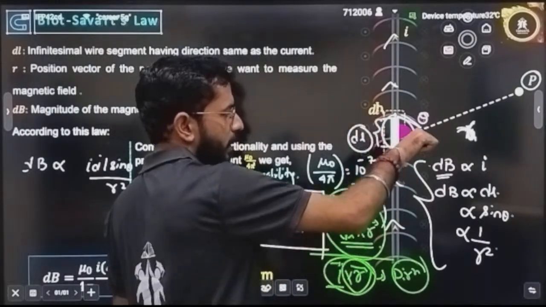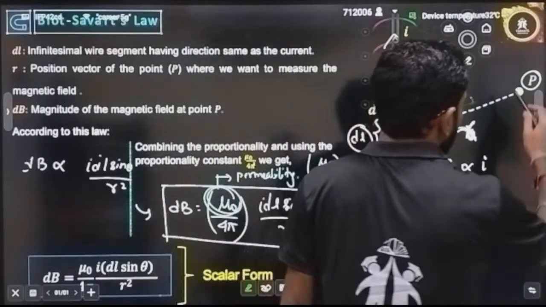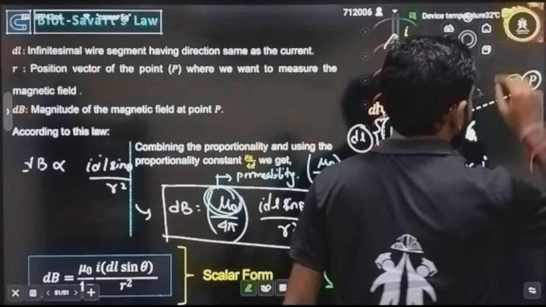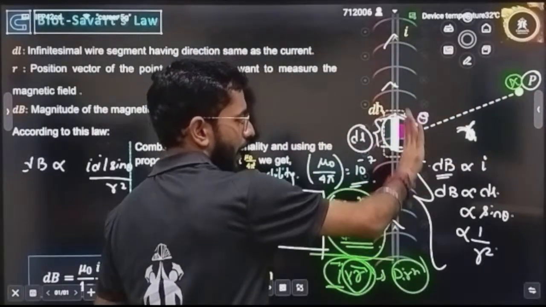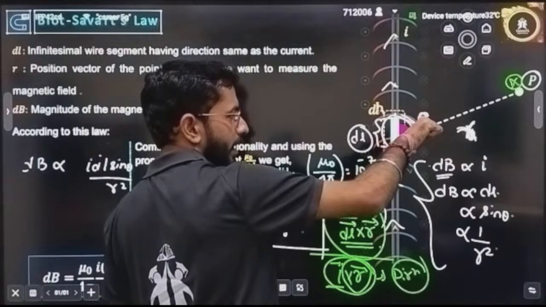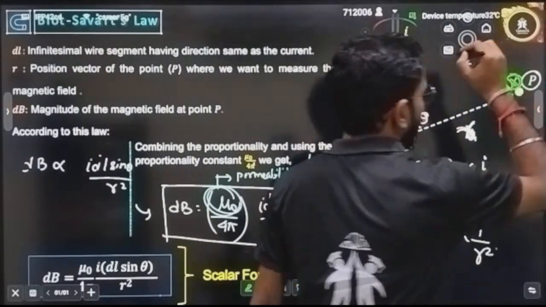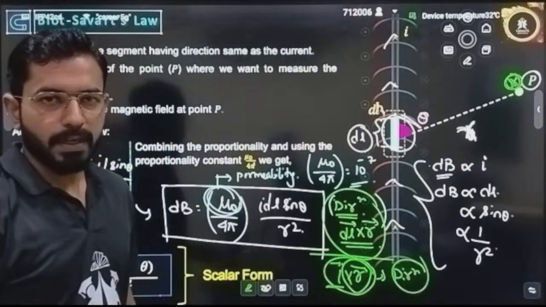What is the thumb going to be? My thumb is telling me where the magnetic field is going to come. The magnetic field is going to come inside the board. Again do I, and show your palm to r. I cross r. Where is your thumb going? Inside the plane. Inside the plane is represented as, students, a cross. Correct?